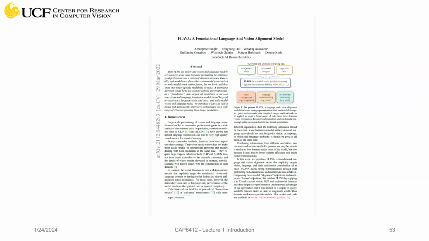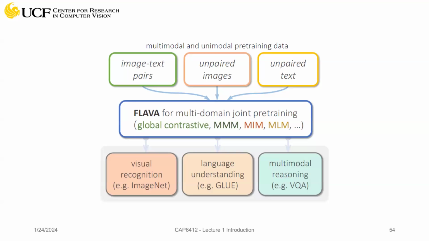Okay, so then we go to FLAVA. This is a foundational language and visual alignment model. So the idea here is that we will have the multimodal and unimodal pre-training. We'll have image and text pairs, unpaired images, unpaired text, and this model will be built. And once it's built, then we can do visual recognition, like ImageNet. We can do language understanding, anything. They have a whole set of tasks called GLUE. And we can do multimodal reasoning like VQA.